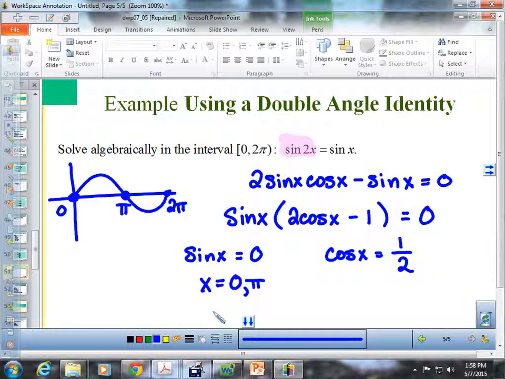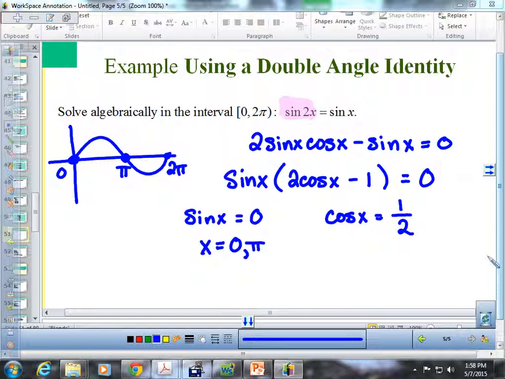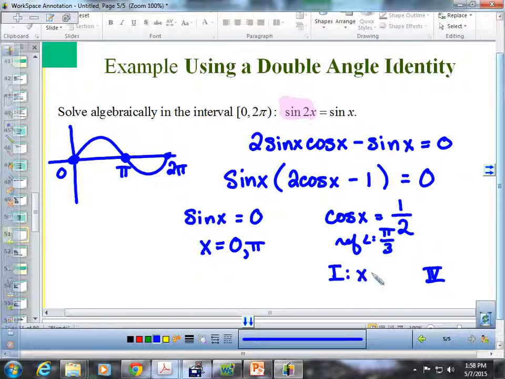Cosine has to equal 1/2. Well, first and foremost, where is cosine positive? First and fourth, right? First and fourth quadrant. And what is our reference angle? When is cosine 1/2? 60 degrees. Pi over 3. Okay, so that is our first quadrant angle, x equals pi over 3.